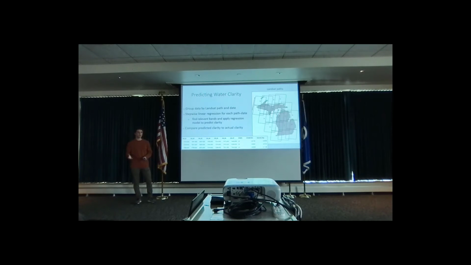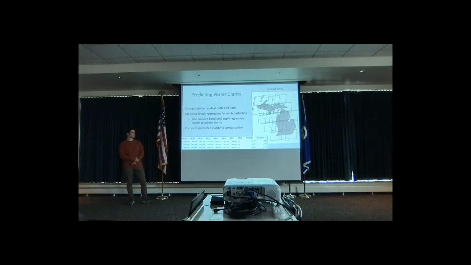So at this point, I now had one big data set that included the secchi disk depths and the surface reflectance values for all 7 of the bands. You can see what some of these numbers look like. And the next step here was to group all the data by the path and date.